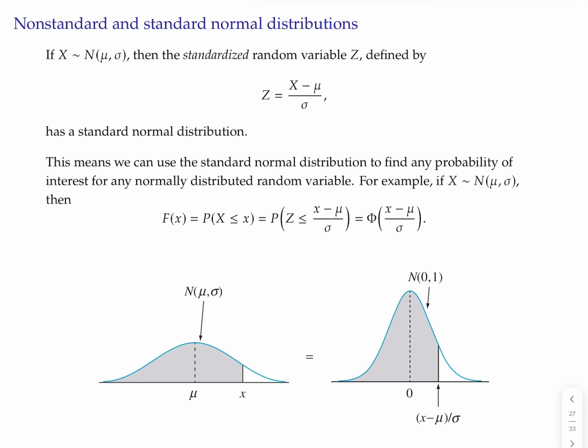All right, last slide for now is, why are we doing all this about the standard normal distribution? It's because we're going to use the standard normal to look up probabilities that we can then translate into probabilities for any normal distribution with any mean and any positive standard deviation.